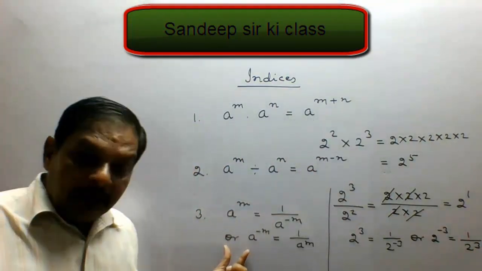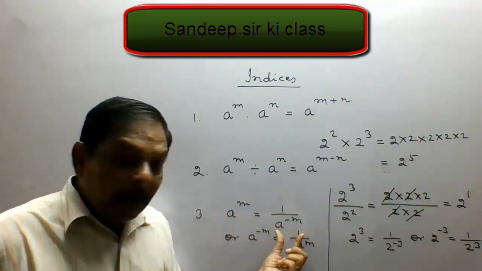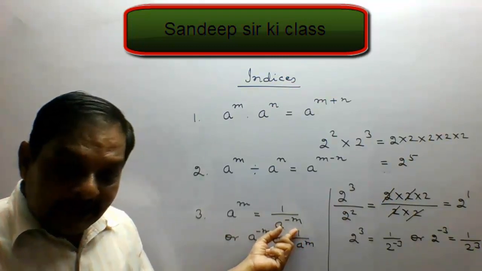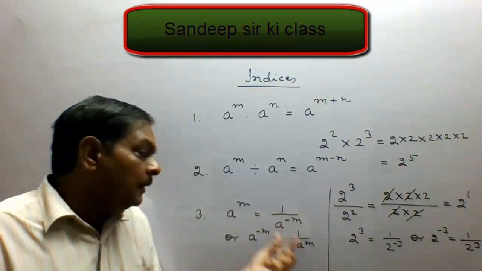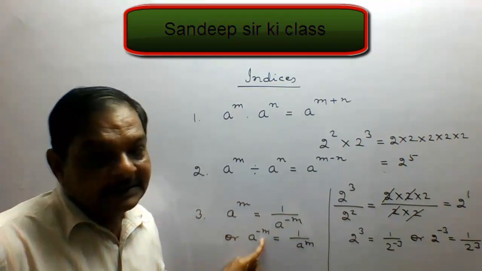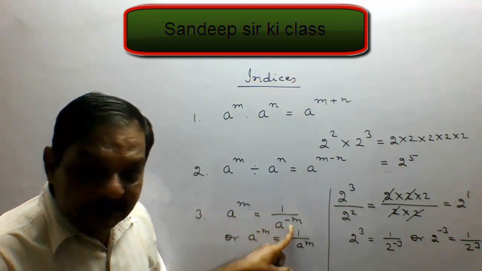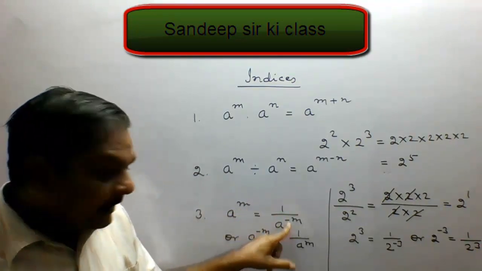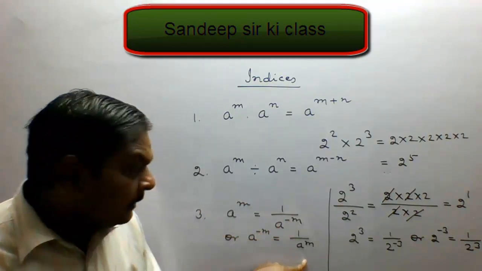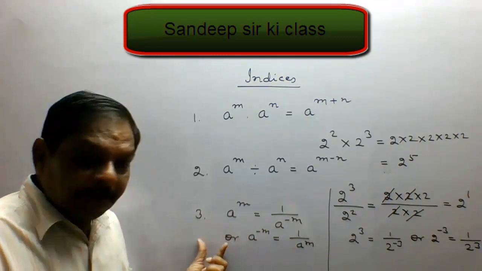So our third law is that when we take a numerator number into the denominator, or take a denominator number into the numerator, then its power sign is changed. If it is positive, then when we take it to the denominator, it becomes negative, and if it is negative, when we take it to the denominator, the power becomes positive. This is our third law.